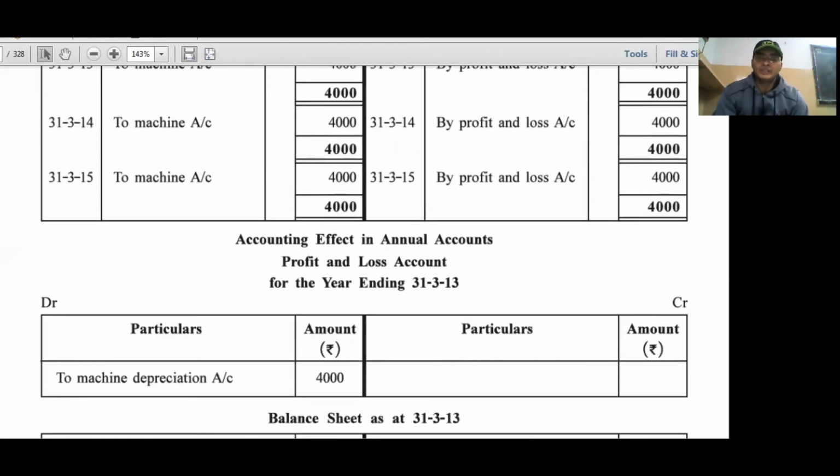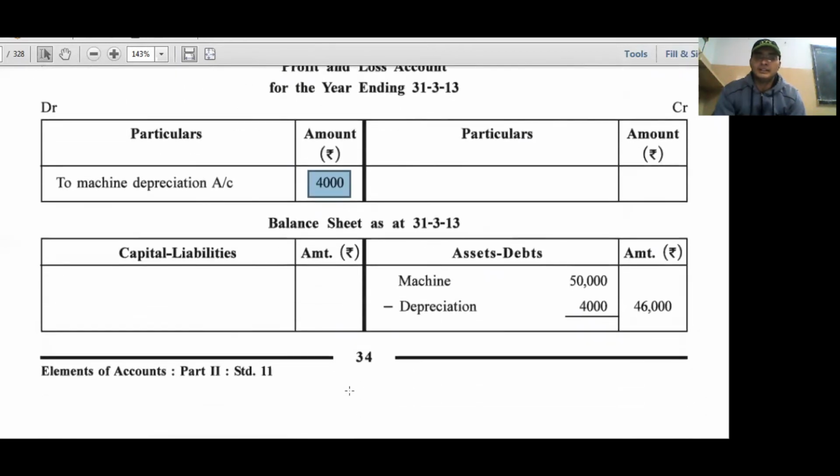Now, what is the accounting effect in annual accounts? In annual accounts, we have to prepare two different accounts. Number one, profit and loss account. Number two is the balance sheet. Now, in the profit and loss account, debit side, there is an entry for depreciation on machinery, and the depreciation value you all know is 4,000. Now in the balance sheet, asset side, total cost of machinery 50,000, out of which if I am deducting the depreciation value 4,000, then the net value is 46,000. This is the effect in final accounts.